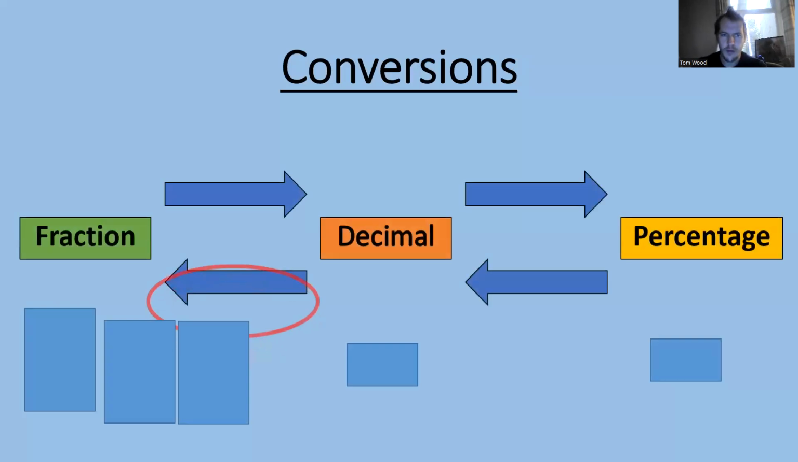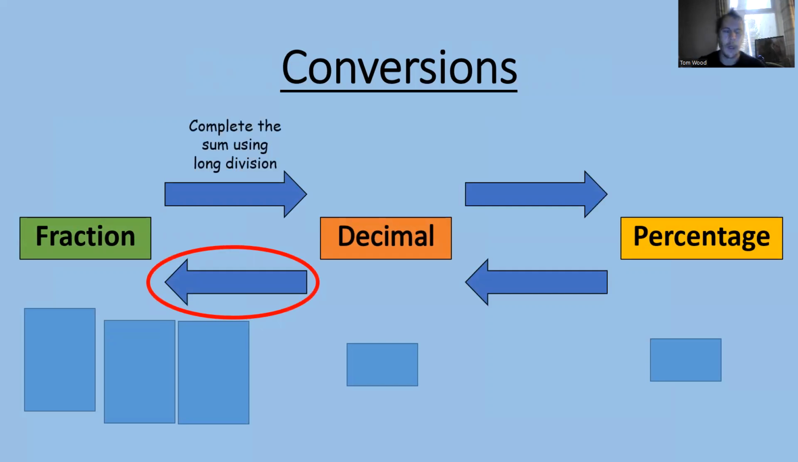Now, there is one last conversion to do, and that is the conversion from decimals to fractions. We've looked at fractions to decimals, and we've done that by completing the sum using long division. Technically, we could go backwards and make a sum going the other way. It does work, but I think it's a more confusing explanation, so I'm going to give my own explanation, which I hope will make sense to you.